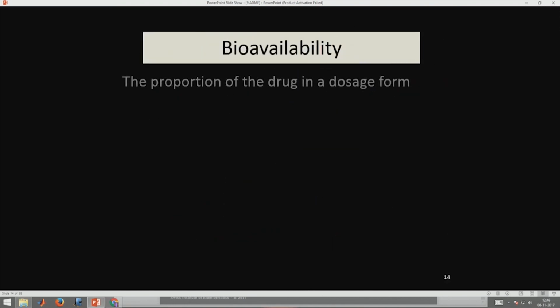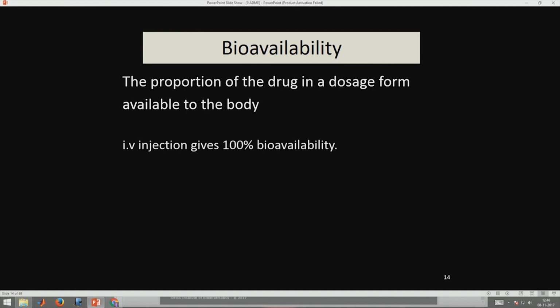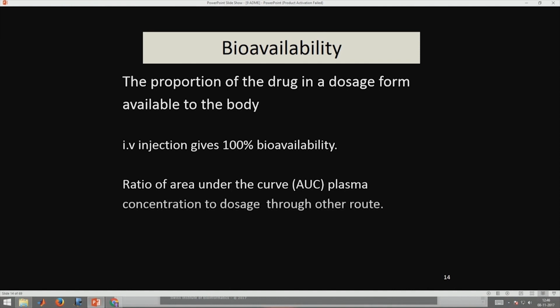So bioavailability, or absorption, determines the proportion of the drug in a dosage form available to the body. Generally, for IV injections, we assume 100% bioavailability. So it is the ratio of the area under the curve of the concentration through another route. But it is not an indication of drug effectiveness, it is only availability. Please remember, it is not about whether the drug is effective, that is, whether it kills bacteria or cancerous cells. You might have collected that data in your in vitro studies.